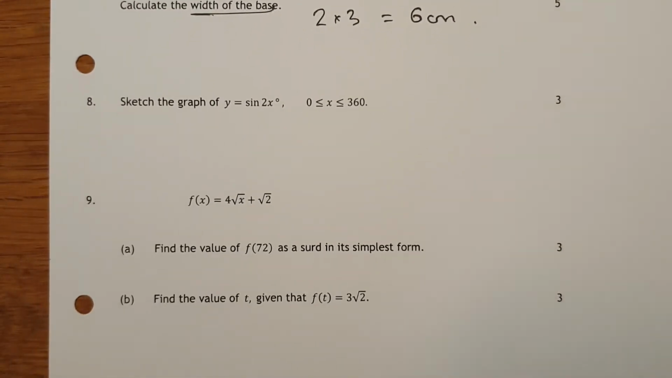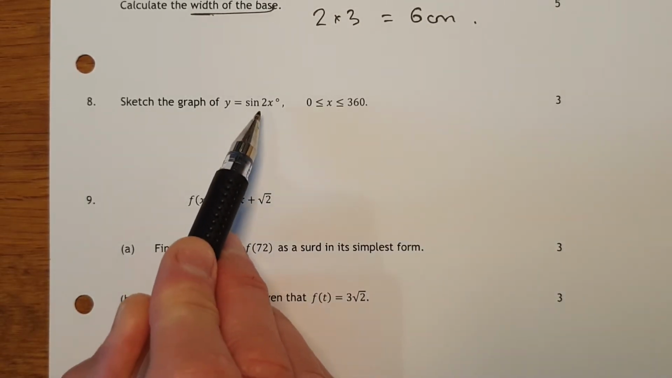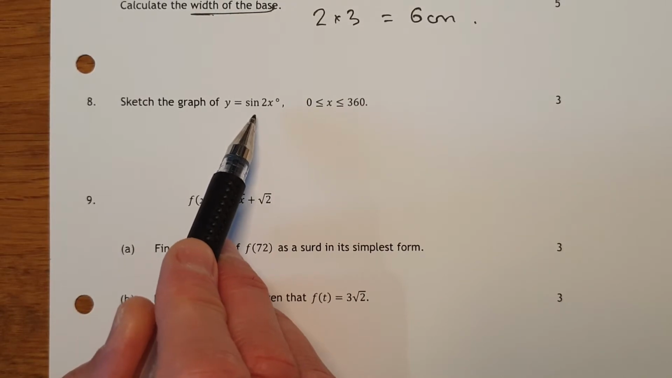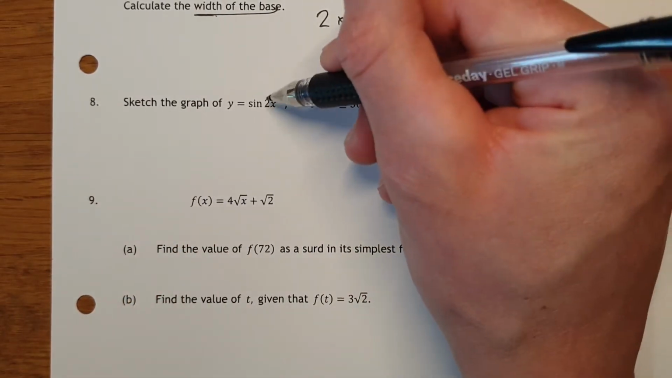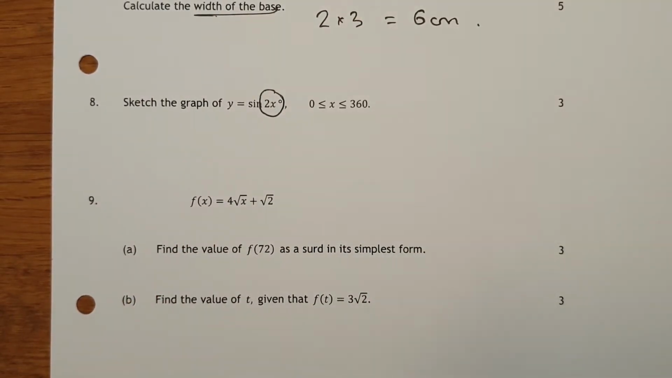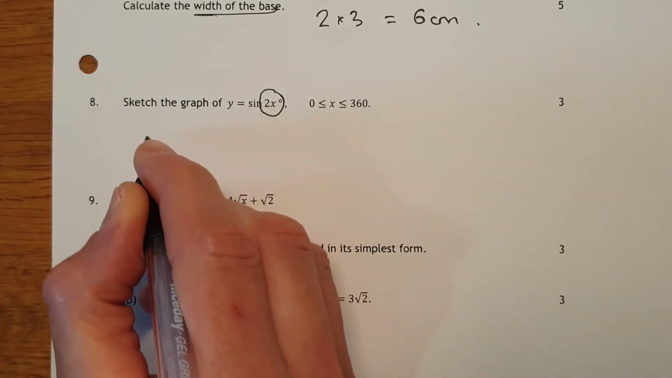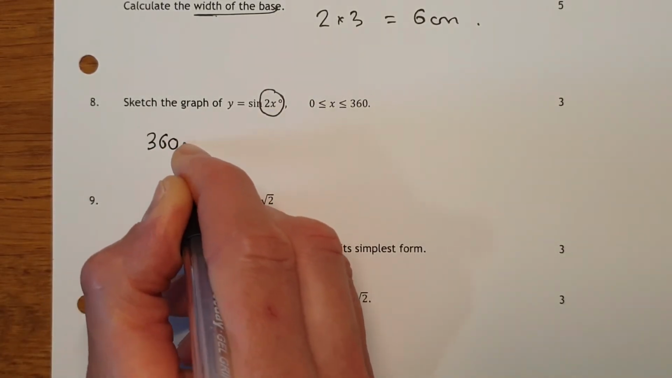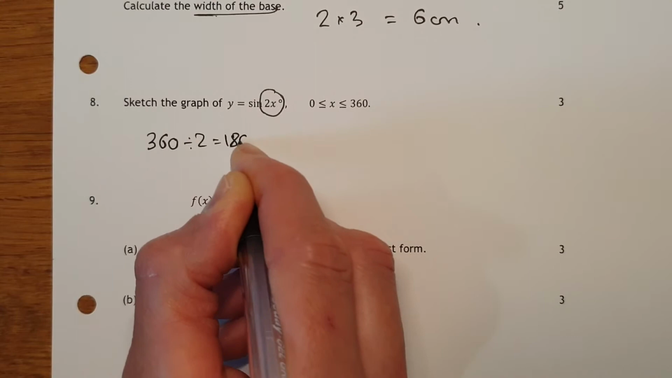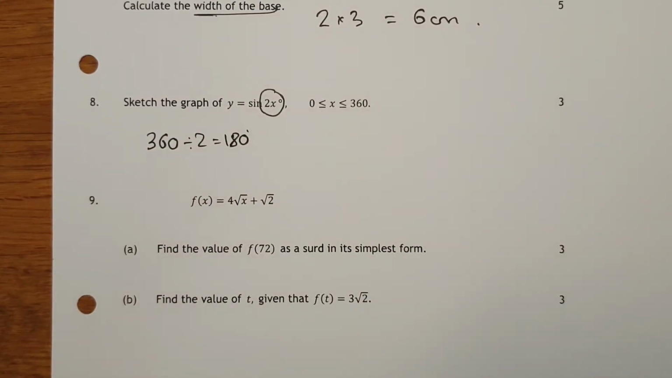For question number 8, we've got to sketch the graph of y equals sine 2x. Now, nothing changes with the amplitude. It's not been shifted up or down. It's not been shifted left or right. It's just the period that's changed because we've got this 2 here. So 360 divided by 2 equals 180 degrees. So that tells us that the period of the graph is 180.